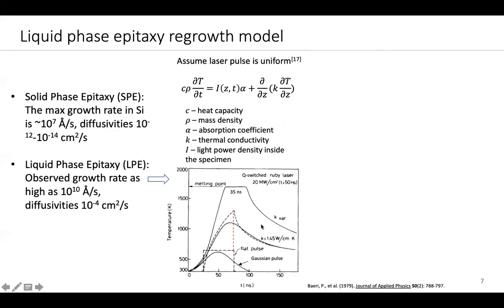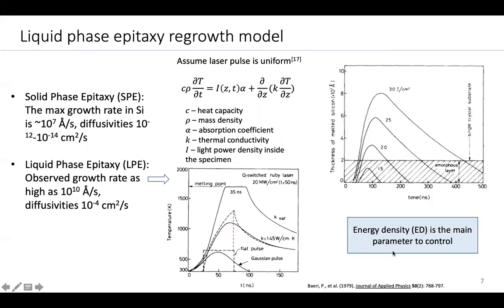Here we see that for a varying thermal conductivity with respect to temperature, we end up with a molten region which lasts about 35 nanoseconds after the initial pulse. This liquid phase will help the dopants to diffuse faster, and upon the removal of the laser, this will quickly freeze the dopants within the lattice, achieving this non-equilibrium doping. We can also control the maximum melt depth, that is how far this molten region goes, by varying the laser energy densities, and we see here, depending on the different energy densities, we'll have different profiles of the heat distributions.